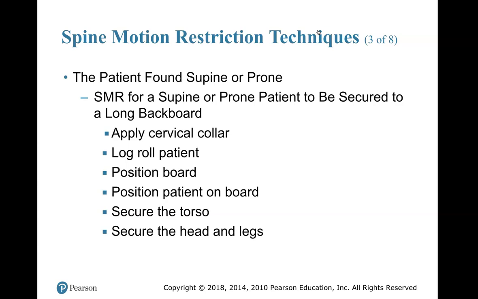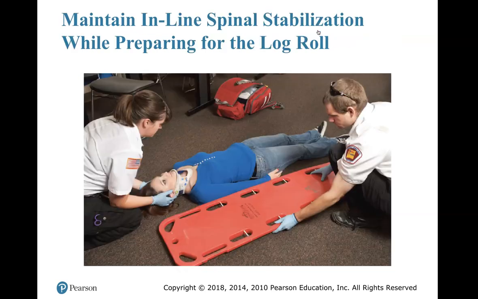Okay, spine motion restriction for a supine or prone patient to be secured to a long backboard. Apply the cervical collar. That must be done before we put them on a long backboard. Log roll the patient, position the board, position the patient on the board, secure the torso, secure the head and the legs. And here we go.